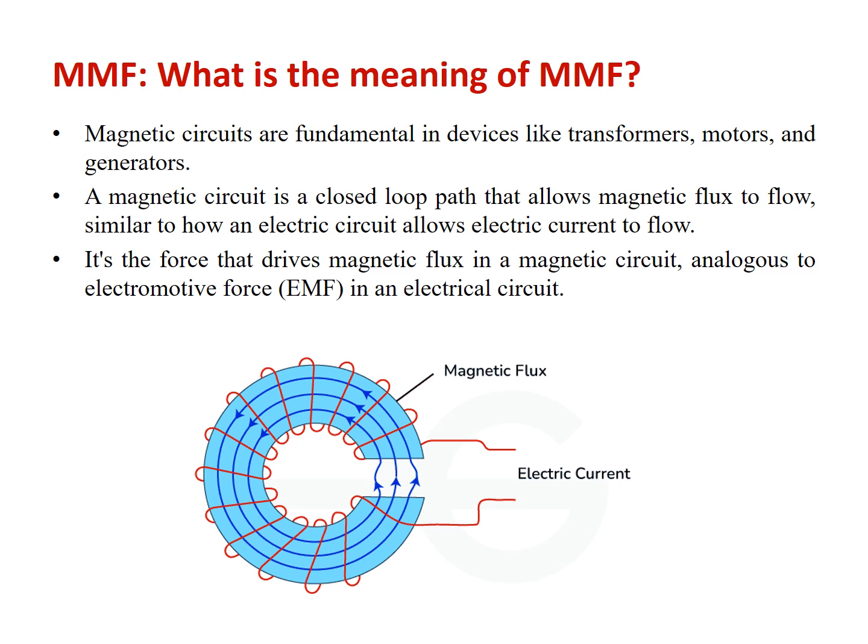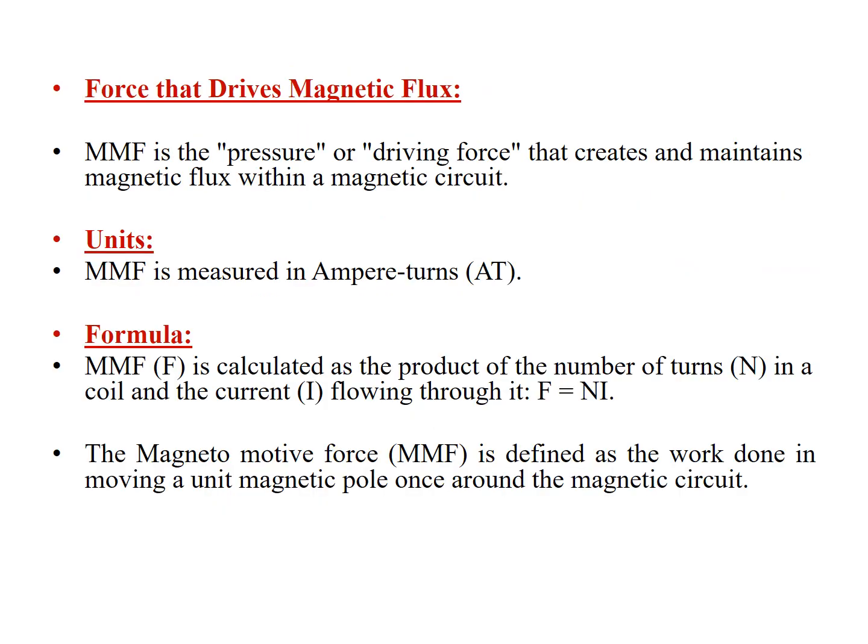Magnetic circuits are fundamental in devices like transformers, motors, and generators. A magnetic circuit is a closed loop path that allows magnetic flux to flow, similar to how an electric circuit allows electric current to flow. MMF is the force that drives magnetic flux in a magnetic circuit, analogous to electromotive force in an electrical circuit. It is the pressure or driving force that creates and maintains magnetic flux within a magnetic circuit.